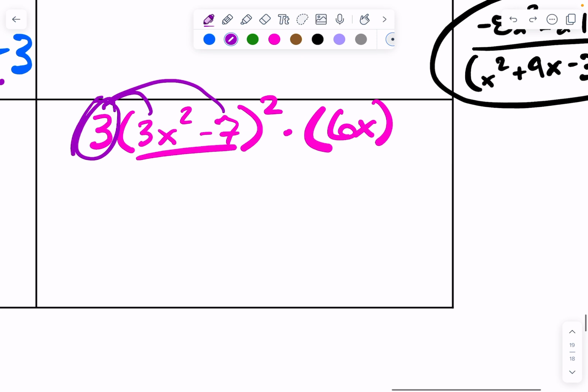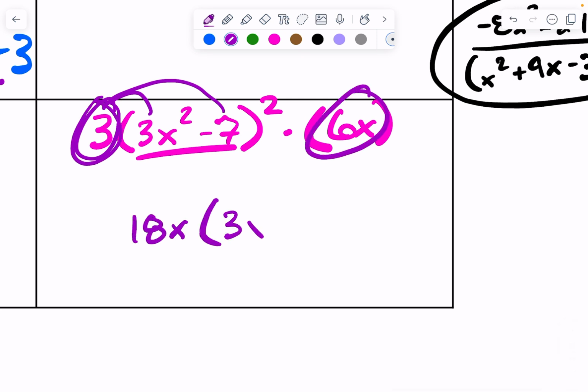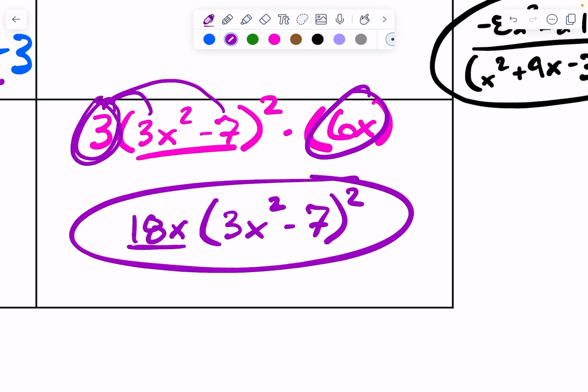Okay, let's fix it. 3 times 6x is 18x. And then I have 3x squared minus 7 squared. Do I have to put a parenthesis around the 18x, or can I get away with not? You can get away with not because this is only one term, right? If this was like 4x squared plus 18x, I would have to do parentheses, right? But this time I do not. You can if you want to. If you want to just be safe, that's fine.